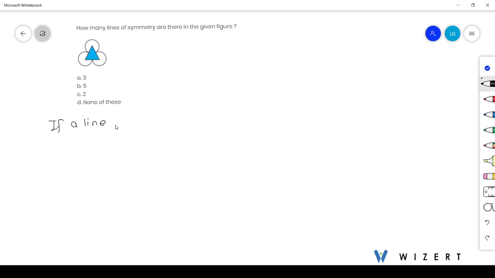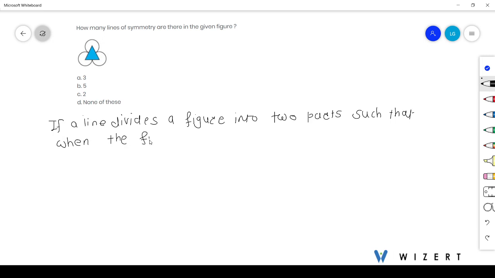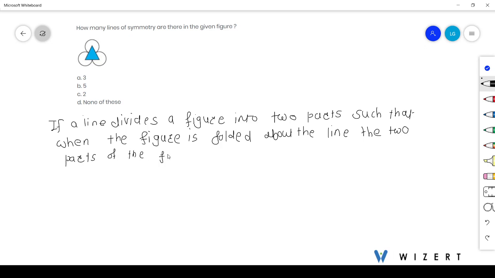Firstly, if a line divides a figure into two parts such that when the figure is folded about the line, the two parts of the figure coincide, then that line is called a line of symmetry.